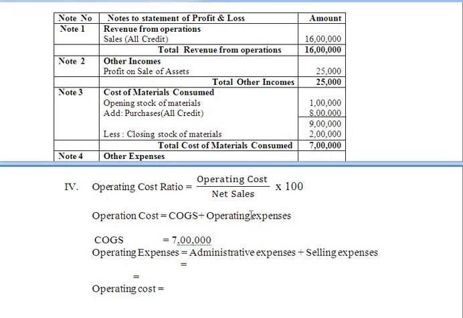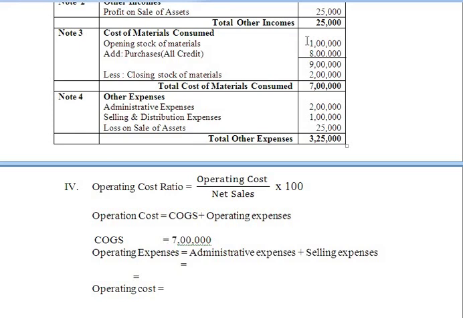Now check in the problem whether administrative expenses is given here in note number 4. Yes, there is administrative expenses. How much? 2 lakh. So write here 2 lakh, plus selling expenses. Now check in the problem whether selling expenses is there. Yes, 1 lakh. And as I said, non-operating expenses will not come here, so therefore we cannot take loss on sale of fixed asset. Understood? So 2 lakh plus 1 lakh is 3 lakh.